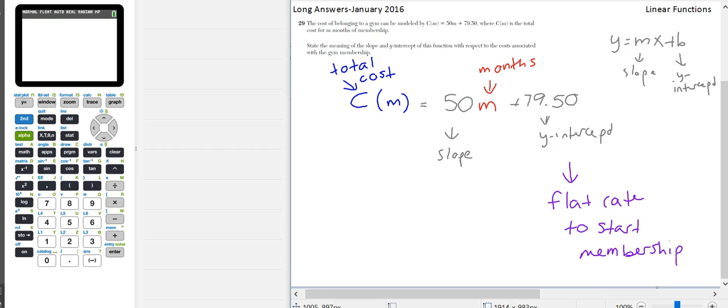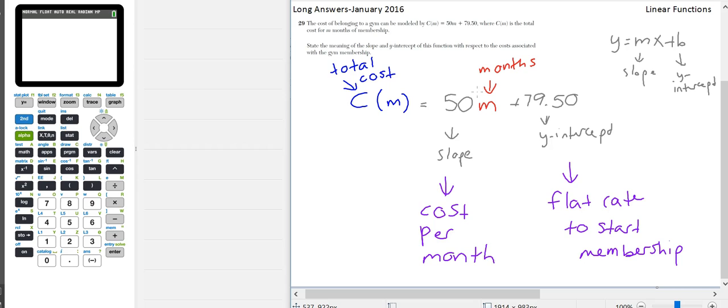And how about the 50M? 50M means that you pay $50 for each month that you're there. So if you're there for 10 months, then you have to pay $500. So the slope is your cost of membership per month.